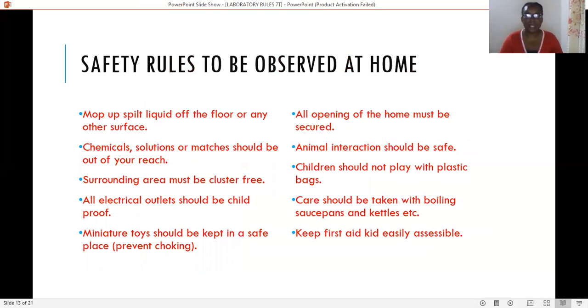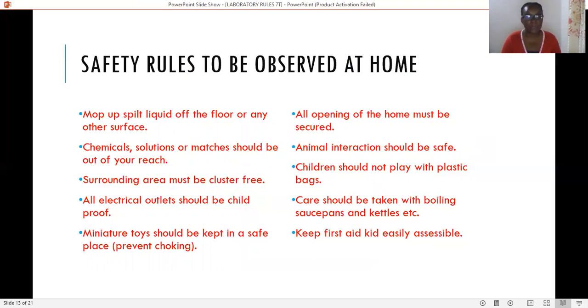These rules, as I said before about the other rules, they're not exhaustive, so you can add more to it. And I'm sure most of us have been practicing these rules already. So we have 10 of them right here. First one, mop up spill liquid off the floor or any other surface. So we spoke about that when we spoke about safety in the actual lab environment, so it's similar.